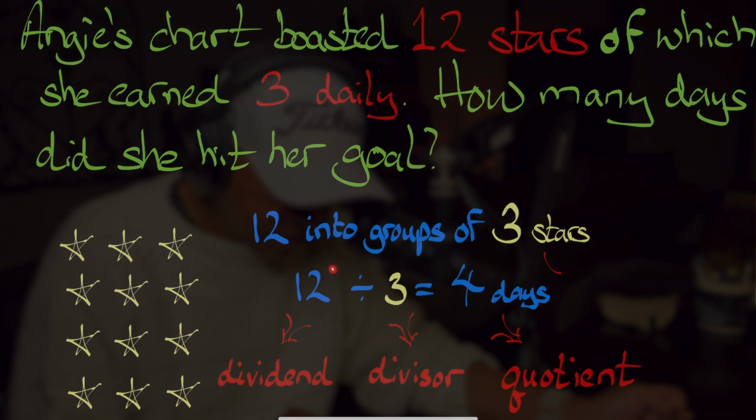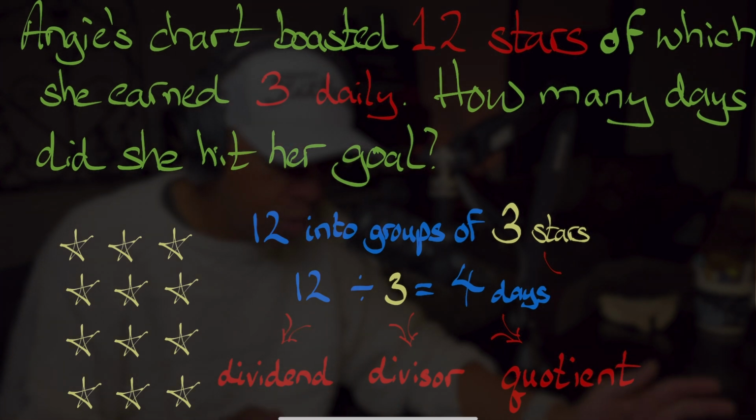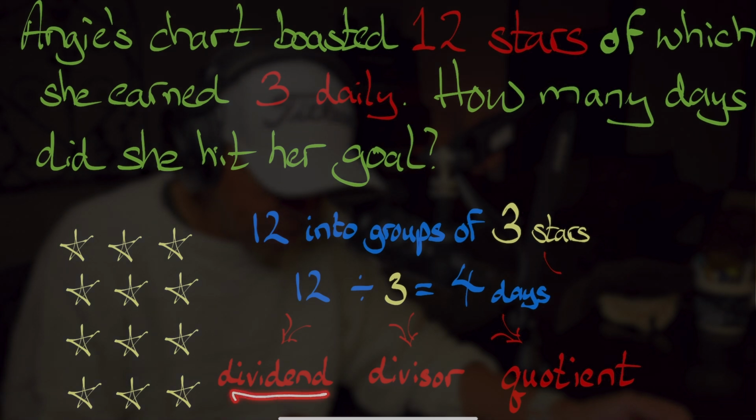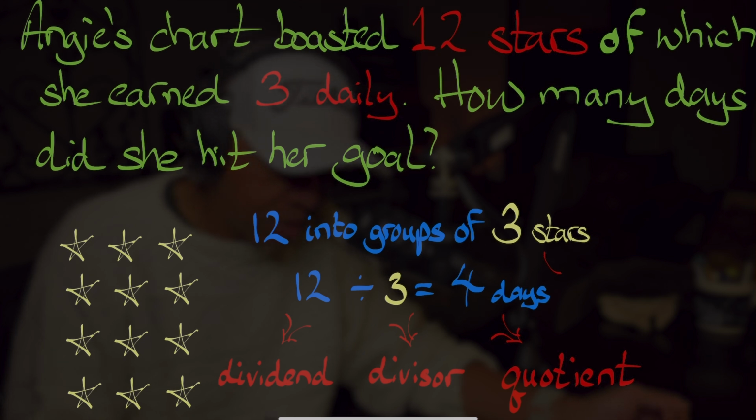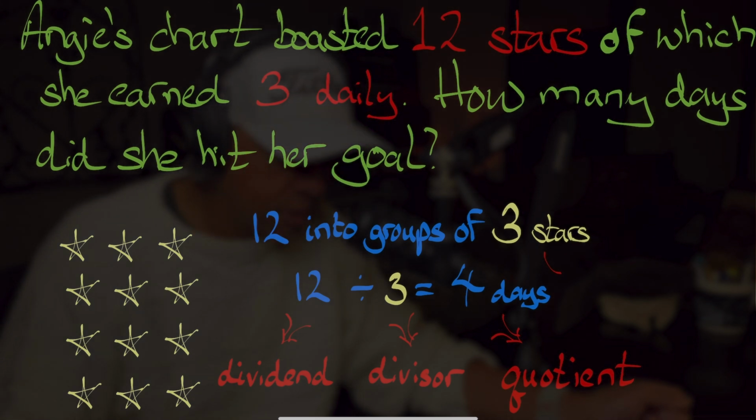In my division sentence, the first number here, 12, which is the whole, the total of all the stars, that's called my dividend. The number I'm dividing by, which in this case stands for the number of stars in each group, that's called my divisor. And the answer to my division question is called a quotient. Kind of a strange spelling. Q-U-O-T-I-E-N-T. Same way if you said patient, T-I-E-N-T, is how you say that, shunt.